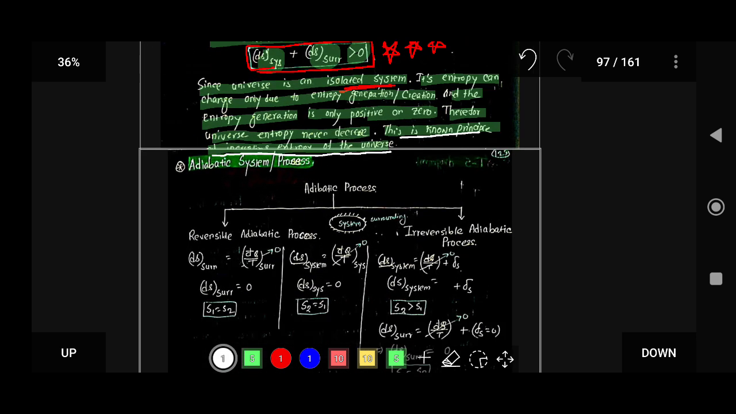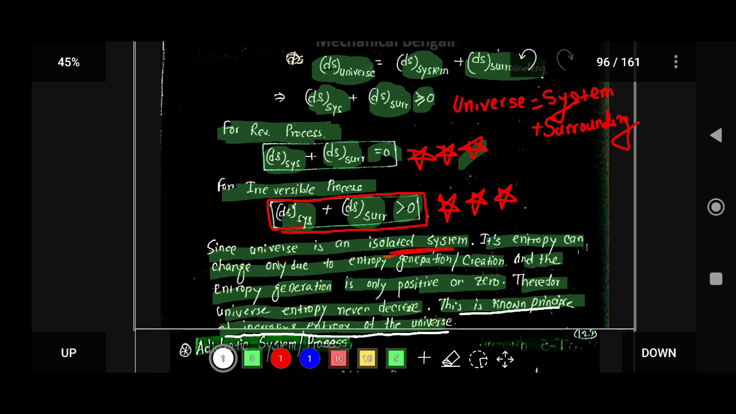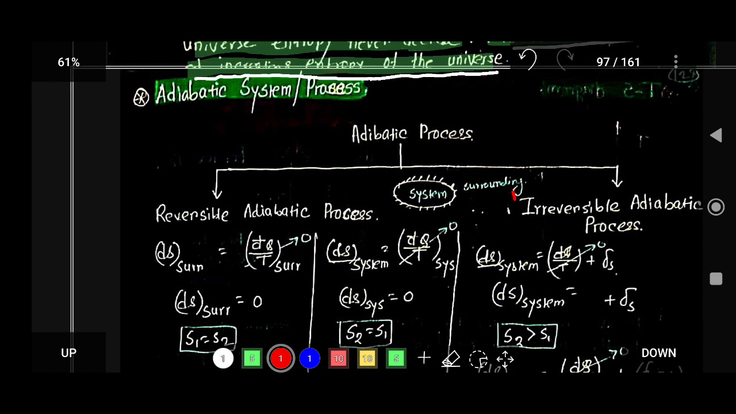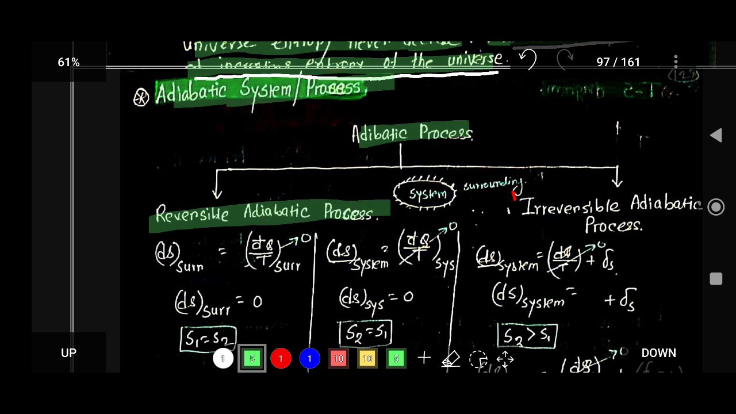Okay, so remember these two formulas: for a reversible process that is equal to 0, and for an irreversible process that is greater than 0. Now, in the last lecture we covered the adiabatic process. There is a reversible adiabatic process, and there may be an irreversible adiabatic process. So we covered both.